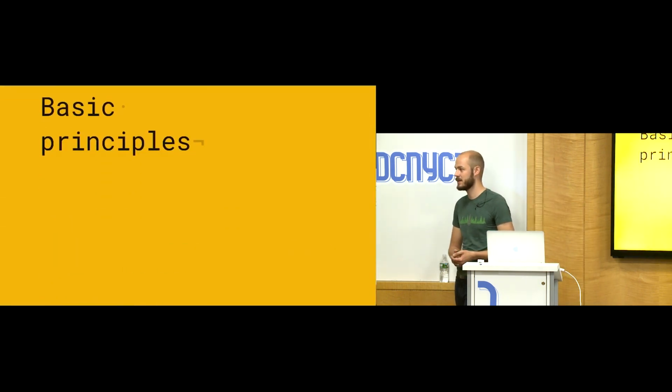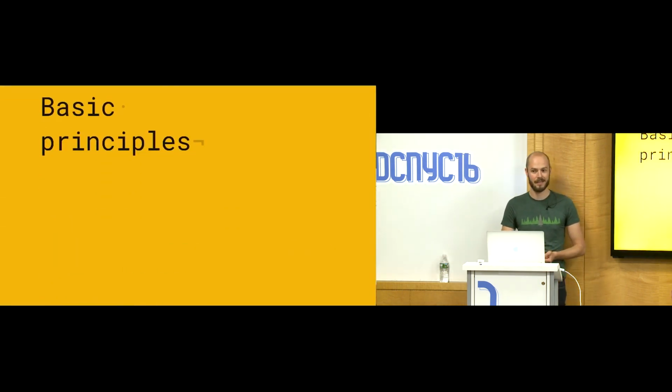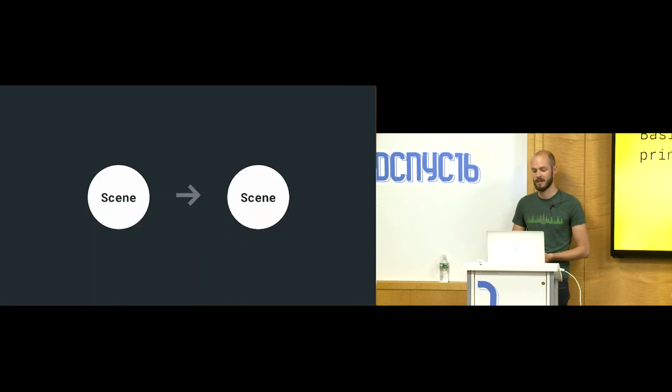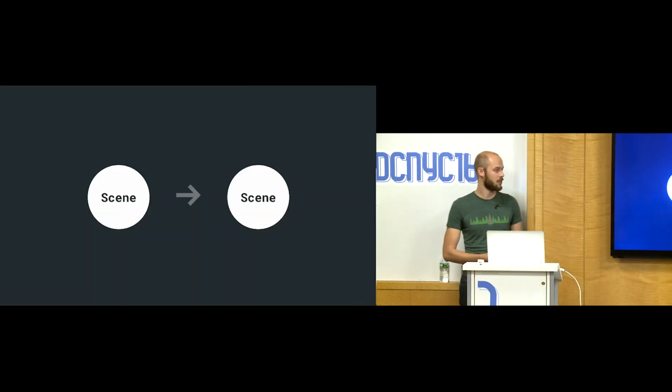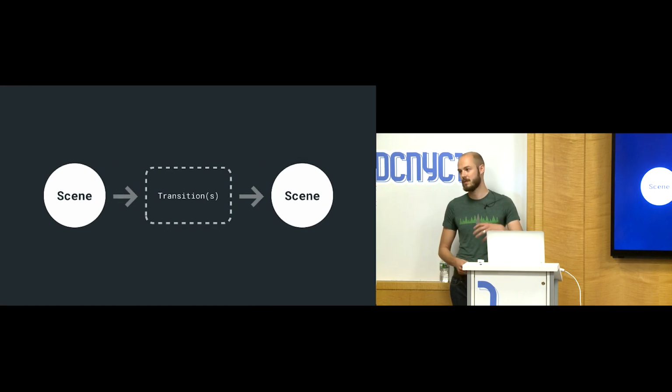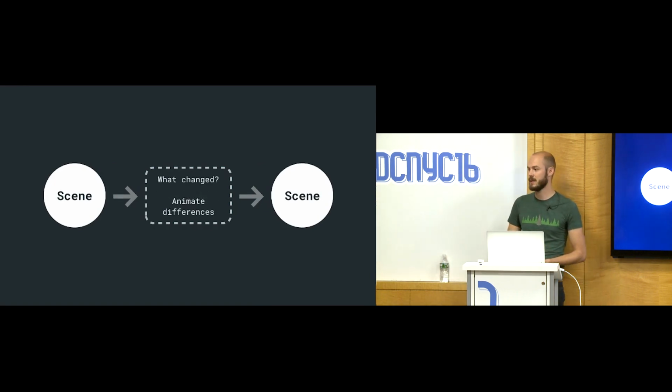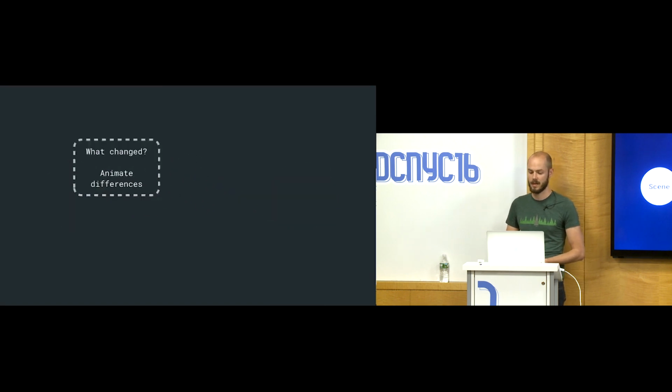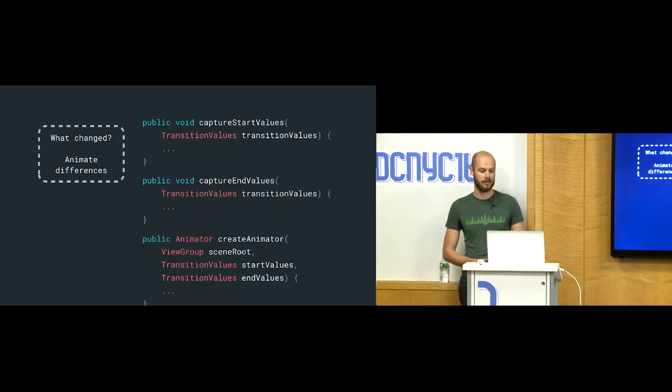So let's get started with the basic principles of what actually is a transition. Think of your application as having different scenes, and a transition is the part that happens when you change from one scene to another. It asks itself the question, what has changed from one scene to another? And it animates those differences with a very straightforward API. It captures the start and the end values, and then creates an animation on top of that.